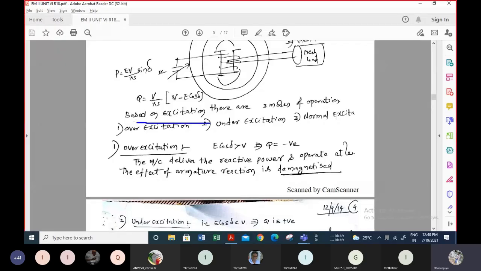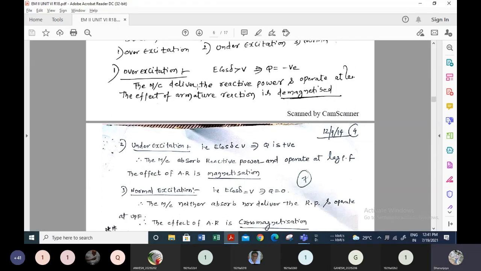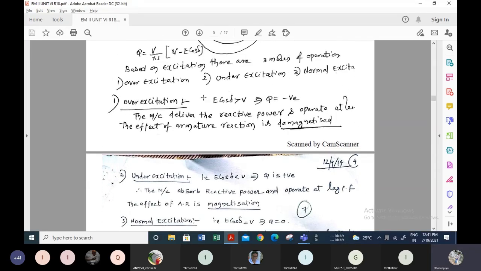Based on the excitation, there are three modes of operation. It is again similar to the synchronous generator. That's the reason I say that if you are perfect with one topic, if you are perfect with the synchronous generator, the only thing is, what you remember and understand there, just consider the reverse of it. Then everything will be correct in the synchronous motor also. Okay. So after this, the PDFs have already been sent. You can open the two PDFs at a time and cross-check if you want. So: over excitation, under excitation, and normal excitation.